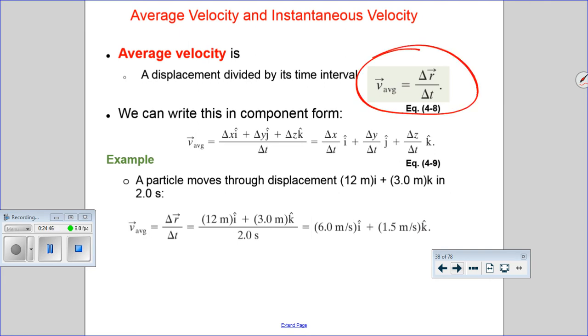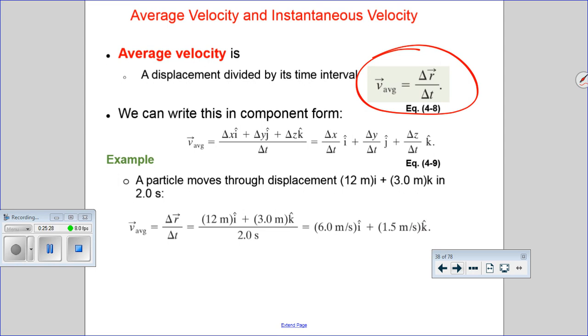To find average velocity, we're going to find the change in position. So you're basically going to subtract your two position vectors and then divide it by the time it took. Here's a silly example: a particle moves through a displacement. It goes 12 meters horizontally, 3 meters vertically in 2 seconds. Horizontally I went 12 meters in 2 seconds. Vertically I went 3 meters in 2 seconds.